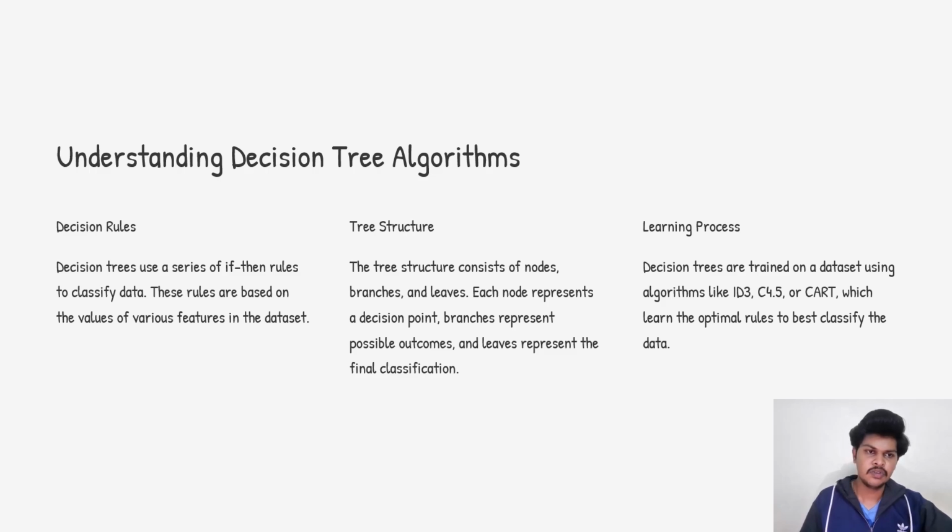Decision tree algorithm. First, decision rules. Decision trees use a series of if-then rules to classify data. These rules are based on values of various features in the dataset. Second, tree structure. A tree structure consists of nodes, branches, and leaves. Each node represents a decision point, each branch represents possible outcomes, and each leaf represents the final classification. Third, training. Decision trees are trained on a dataset using algorithms like ID3, C4.5, or CART, which learn the optimal rules to best classify the data.